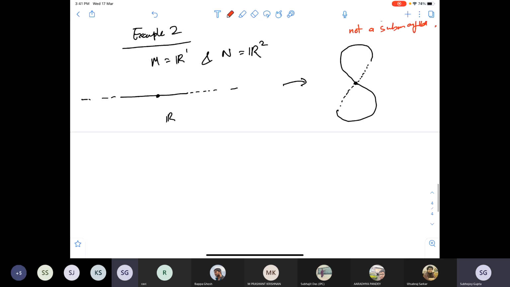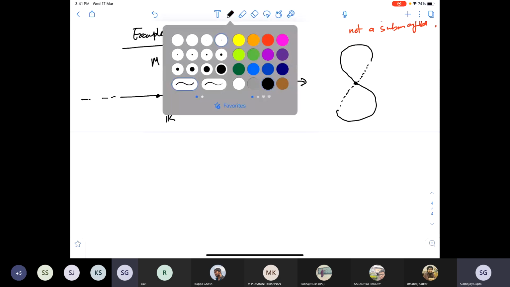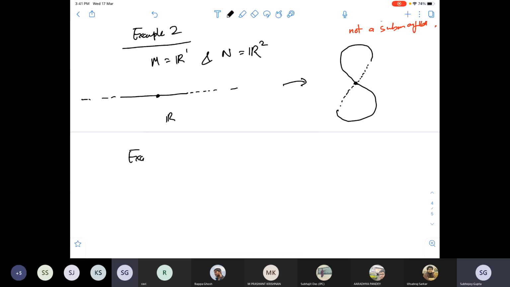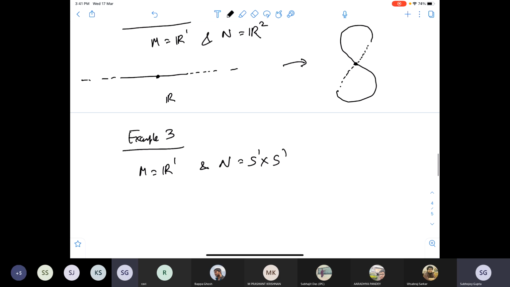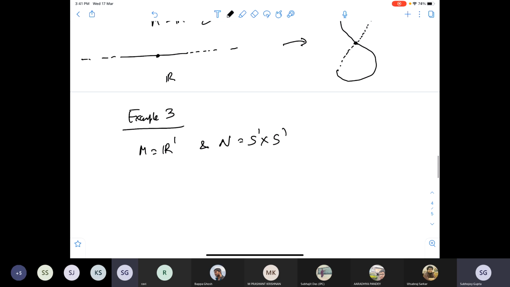Right, and here's another example, a slightly more complicated example. So here's what you can do. Here, M is going to be R1, and N is S1 cross S1. S1 cross S1 is actually a surface that is familiar to you as a manifold. It's a two-dimensional manifold, so it's a surface, and I guess you all know that it's a torus, right?